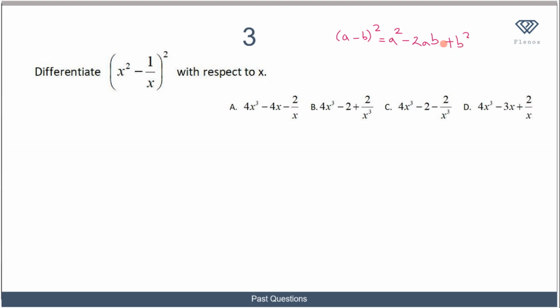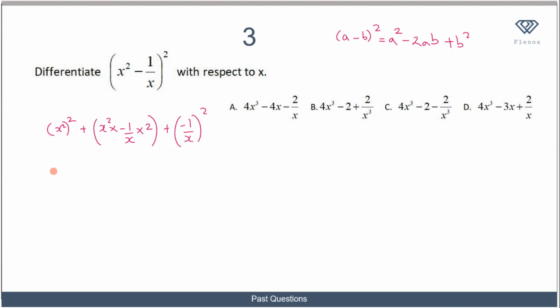Plus b squared. So we can apply the same approach here. So what do I do? I first square the first term. So this becomes x squared all squared. Then I multiply this by this by this. Then I have plus open bracket x squared times minus 1 over x, then times 2. Then finally I square my last term, plus minus 1 over x squared.